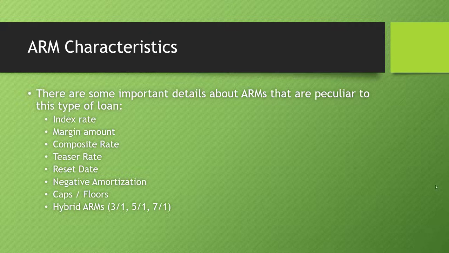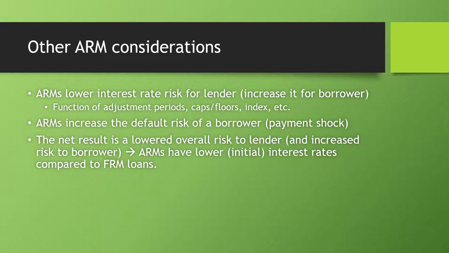Well, let's go to the last slide for this particular slide deck and wrap up this video. And we'll look at other ARM considerations here. ARMs, as we've talked about, lower the interest rate risk for the lender. And because there's no change overall in the interest rate risk, we're just sharing it. It's like a pie, and we're cutting it into different sized pieces. One piece is for the borrower, one piece is for the lender. Those two pieces together make up the whole pie. So if we shrink the piece for the lender, that means the borrower's piece is getting bigger. And so if we lower the interest rate risk for the lender, it is increasing that risk for the borrower.